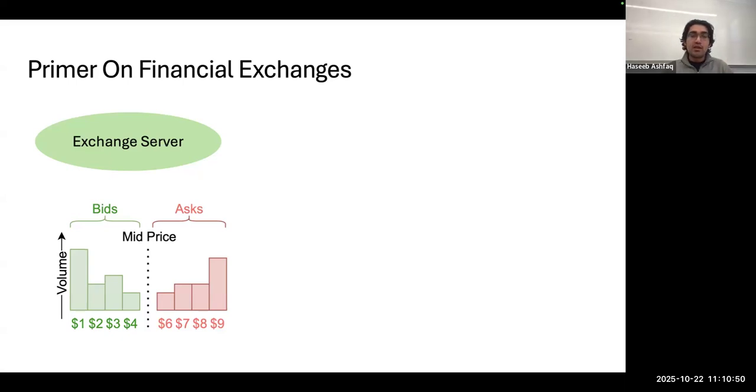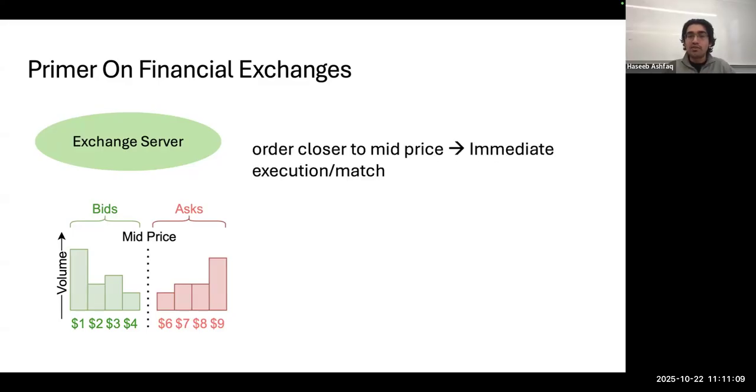To maintain fairness, when some price level is selected for execution, we typically select the oldest order from that price level. This book also has bids and asks, and there's a separation point between them, which is typically called the mid price, and it reflects the true price of an asset. So if there is a bid which crosses this mid price, it may get matched, and vice versa for asks.